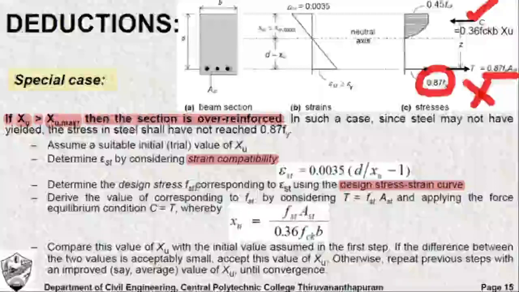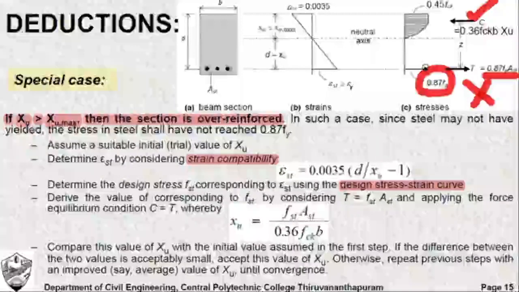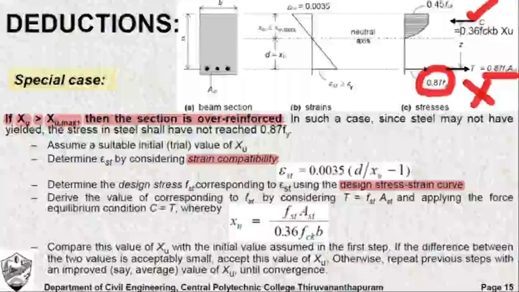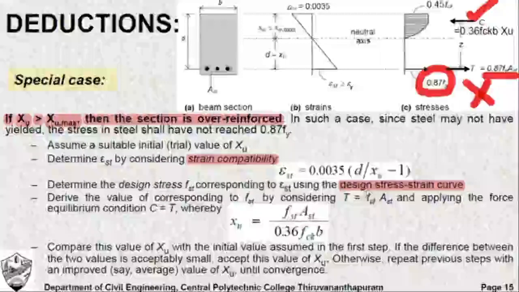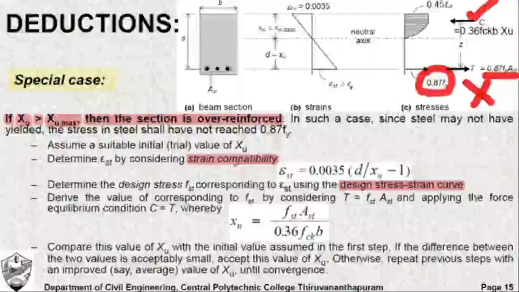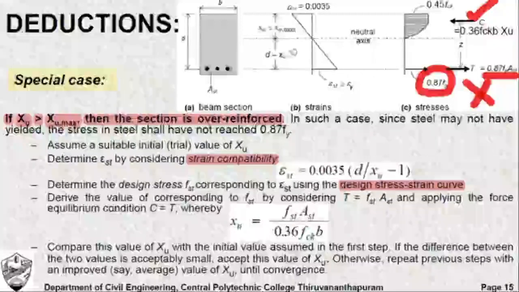If that stress is FST, then what is the force at the level of steel? Stress into cross-sectional area. If FST is the stress, FST into AST is the force. That is, T is equal to FST into AST. So instead of 0.87 Fy AST, we have replaced it by FST into AST, where FST was obtained from the design stress strain curve for the corresponding strain which we found at the level of steel.